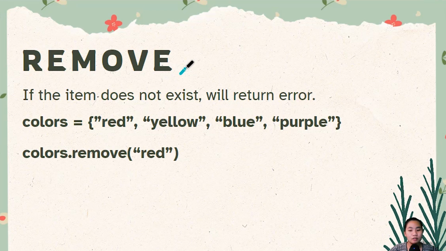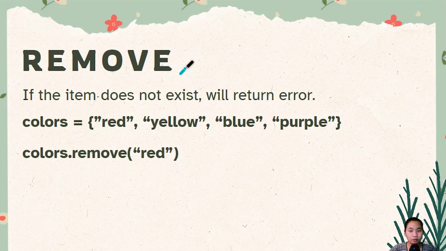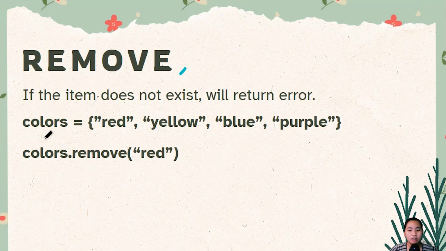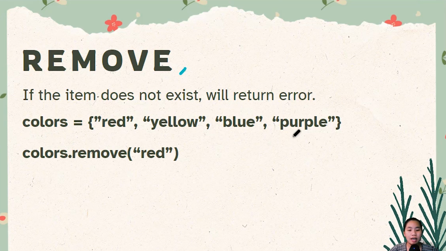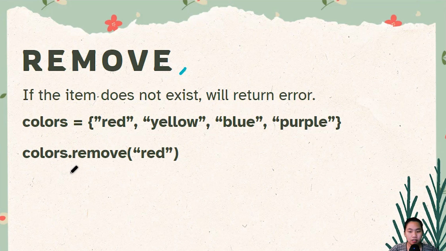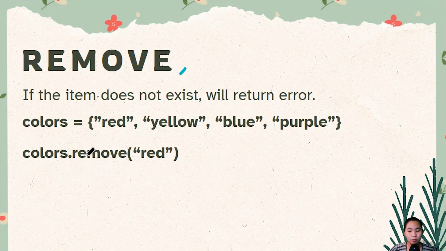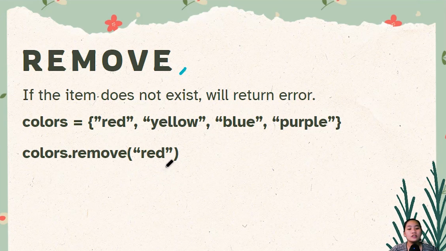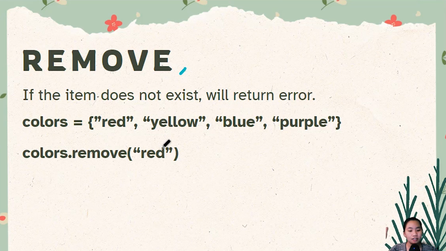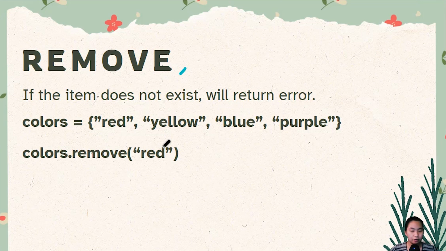So, given the name, remove will remove the value that you give to it, okay? So I have a set over here, colors, with red, yellow, blue, and purple, and I simply need to put the name of the set, dot, the name of the method that I want to use, and then pass the value that I want to remove, okay? Now, if the item does not exist, this will give you an error, okay? That makes sense. Let's move on to the next part.